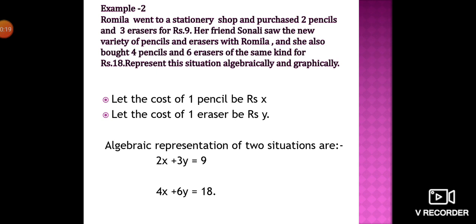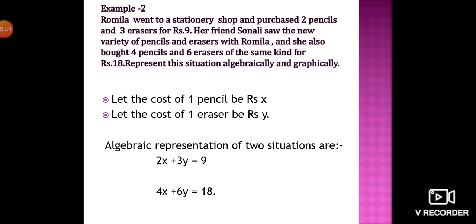So purchase 2 pencils. So we can take the cost of 1 pencil as x. Second, eraser. So cost of 1 eraser is y. So 2 pencils Romila is purchasing means 2 into x. Altogether rupees is 9. So altogether means plus. Second is 3 erasers, 1 eraser cost is y, so 3 into y, which is equal to 9. So adding, 2x plus 3y is equal to 9. First linear equation we got.